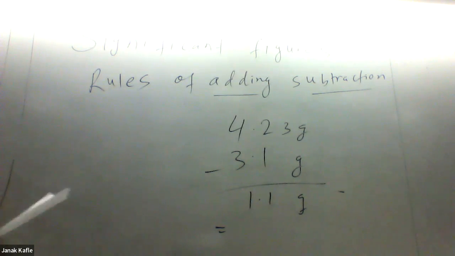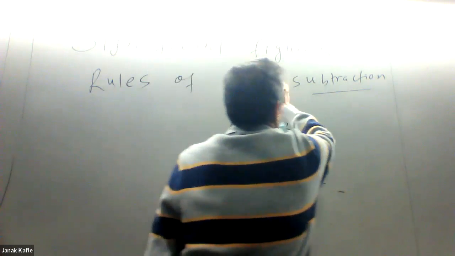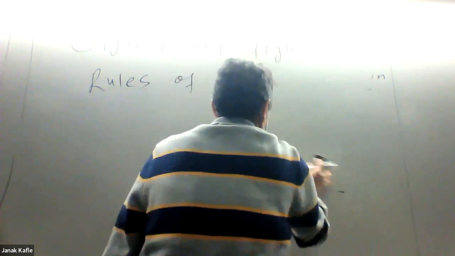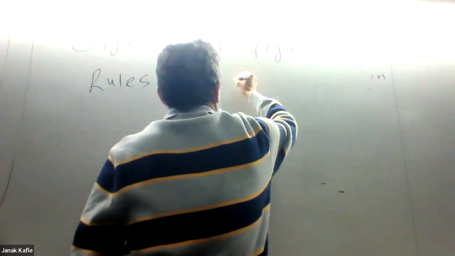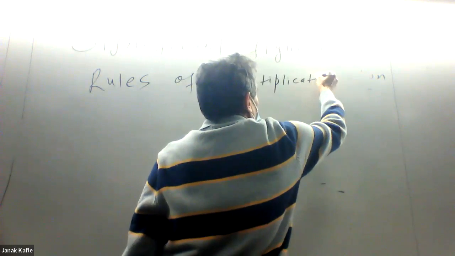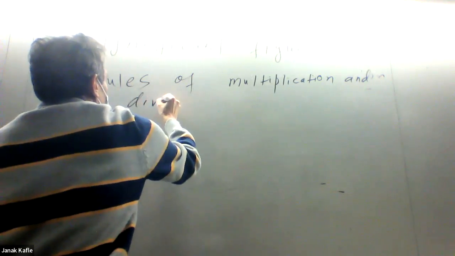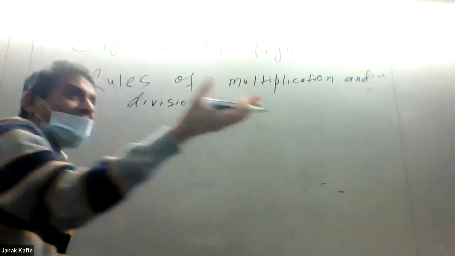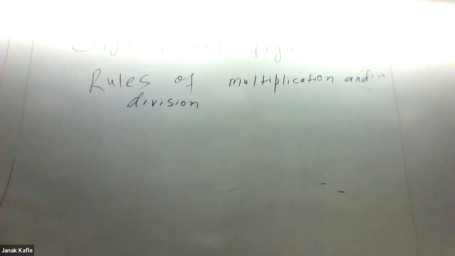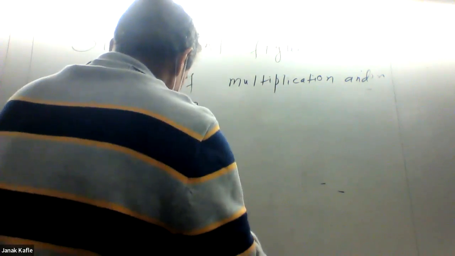So now let's do the rules of multiplication and division. While I was doing addition and subtraction, I was just looking at how many digits after the decimal, right? For multiplication and division, they do it a little bit differently. So let's do this one.